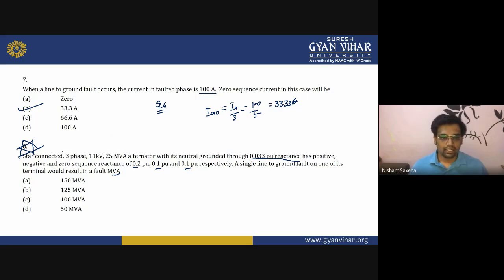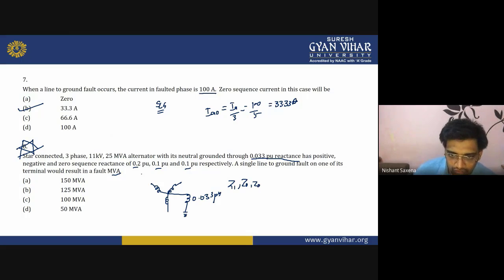It's very simple. A star connected 3-phase alternator is there, and the neutral grounding is given as 0.033 per unit. The positive, negative and zero sequence impedances are also given, and a single line to ground fault has occurred. It has been asked what would be the fault MVA. Try to solve it. I've already given this in the previous slides, so just go through those and solve it.